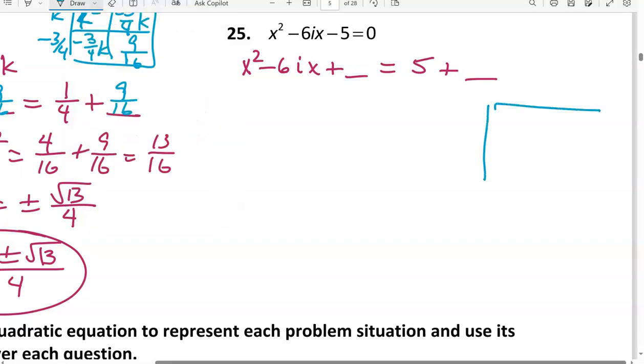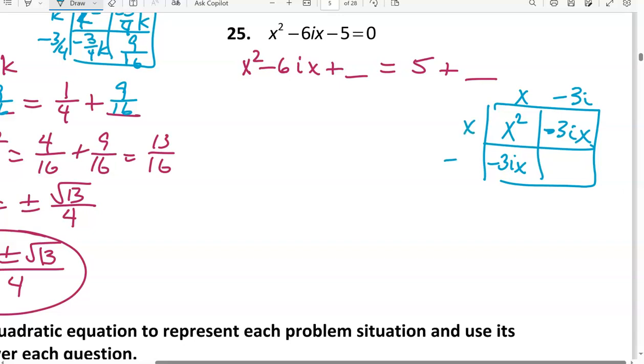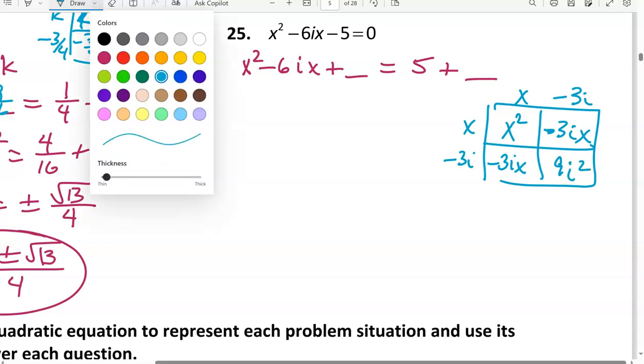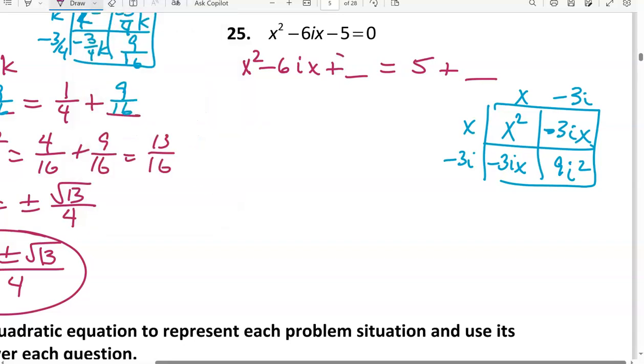So now, I'm going to draw my complete the square picture, x squared, and half of negative 6ix is negative 3ix. And that means that our factors are x minus 3i and x minus 3i, which means that we complete the square with a 9i squared. Well, 9i squared is actually negative 9. So for once here, we're going to put a negative number in that plus blank. So x squared minus 6ix minus 9 factors into x minus 3i squared, and 5 plus negative 9 is negative 4.